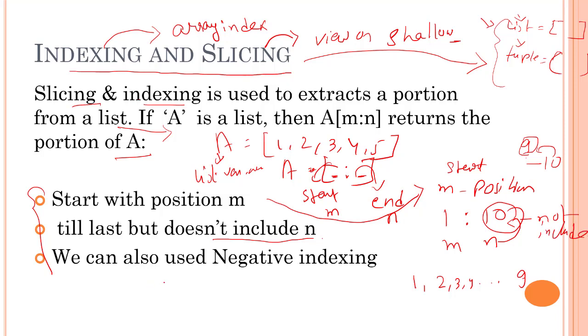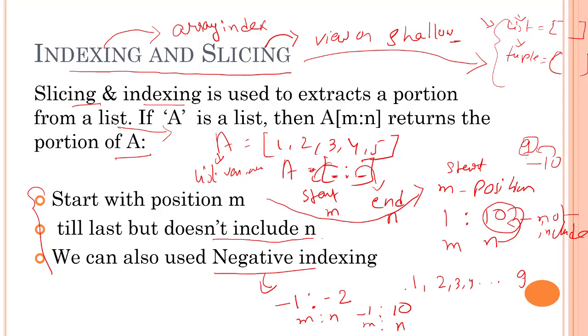The next one, we can also use negative indexing. That means we can give the m and n values as -1 to -2, and it will also follow. We can give -1 to 10. So this is also one way of giving the indexing value. This is how we are going to use indexing and slicing.